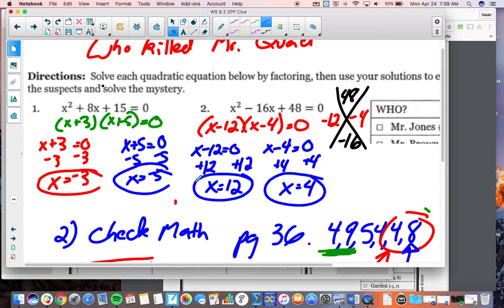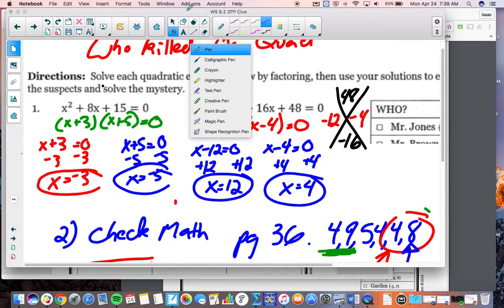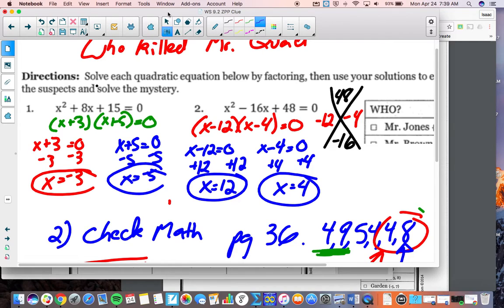So let's check this. Let's focus on this first one, number 1. So I guess that's right. You actually could take negative 5 and plug it in for x. You've got to use parentheses around it. In both these spots, you could go in your calculator, if it knows order of operations, negative 5 squared plus 8 times negative 5 plus 15. That should equal 0.